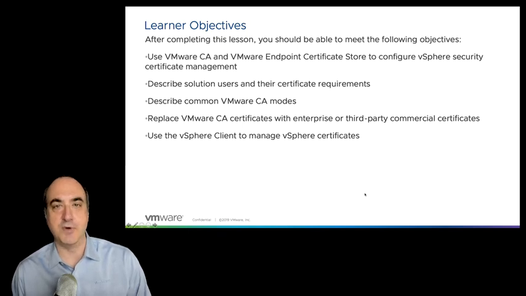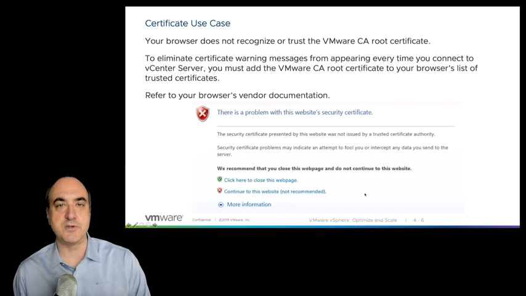And lastly, what's new to vSphere 7 as it relates to certificates is that the certificate management process is now centrally managed using the vSphere client, where in the previous version of vSphere, it was primarily handled using command line tools. So what's this whole business of certificates in the first place, right?